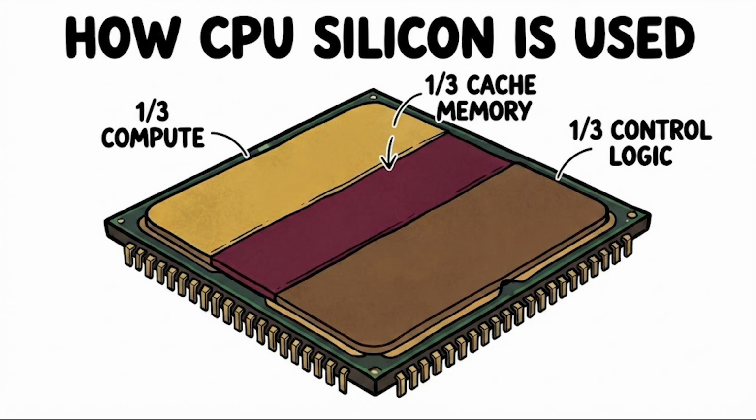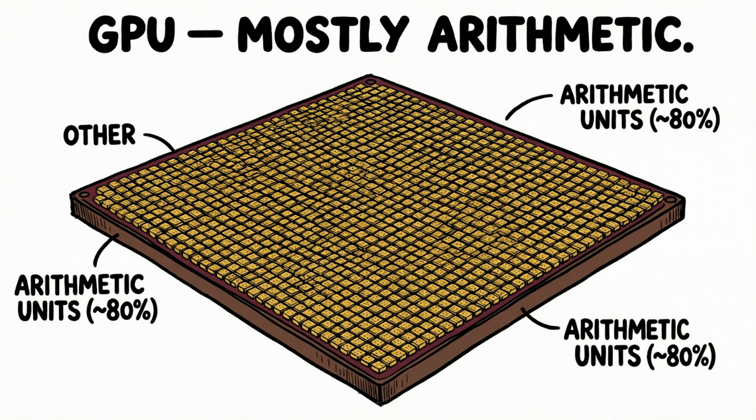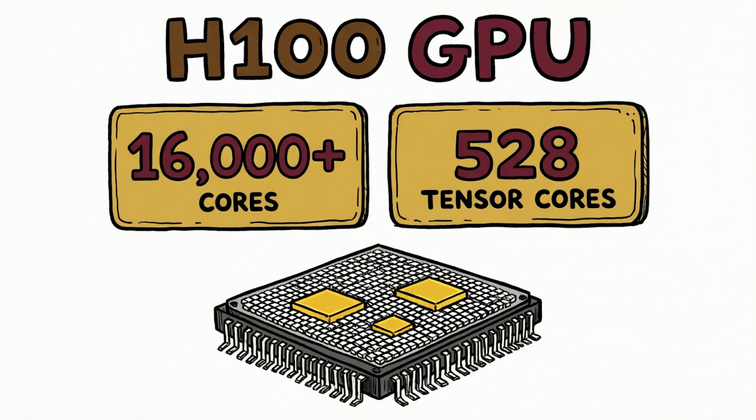A modern server CPU dedicates roughly a third of its silicon to cache memory and another third to control logic that helps it handle complex, unpredictable programs efficiently. The GPU redirects most of that area into raw arithmetic units. The consequence is significant. An H100 GPU has over 16,000 cores and 528 specialized matrix multiply units called tensor cores.